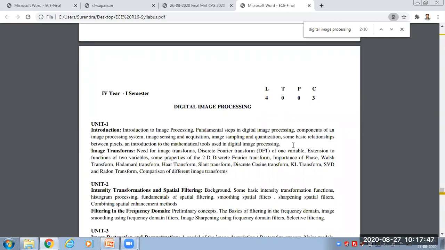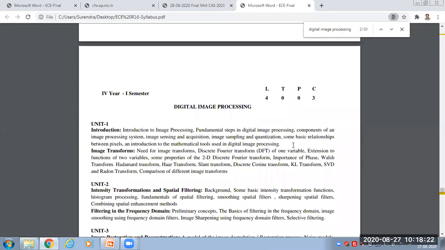Next, fifth topic is image sampling and quantization. Please write, all of you. These are the outlines, and I am simply following your syllabus. I don't want to neglect or leave any. And the sixth topic is basic relationships between pixels. And the last topic is introduction to mathematical tools used in digital image processing.